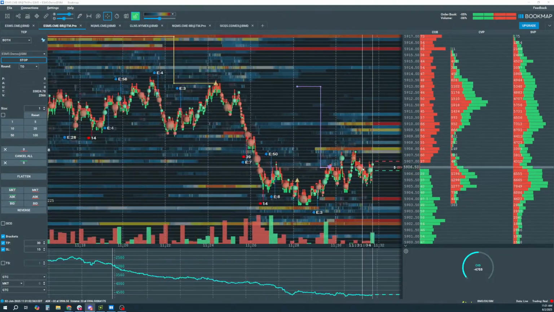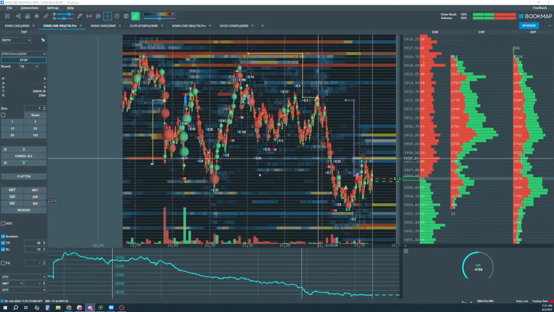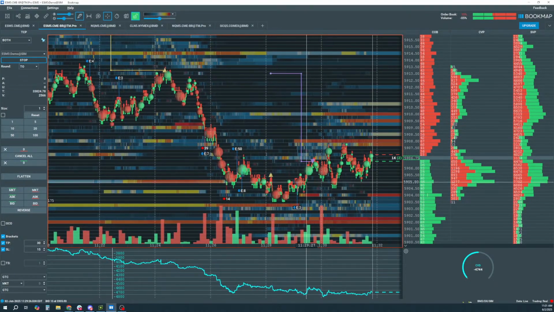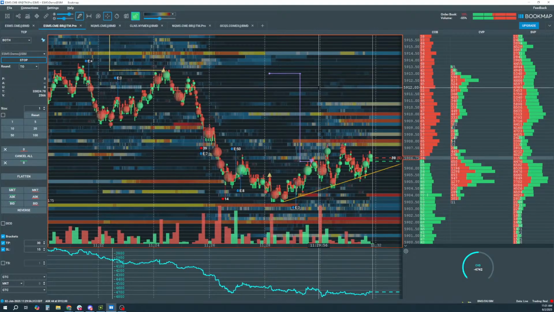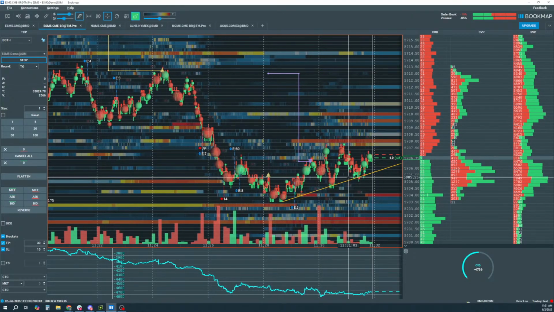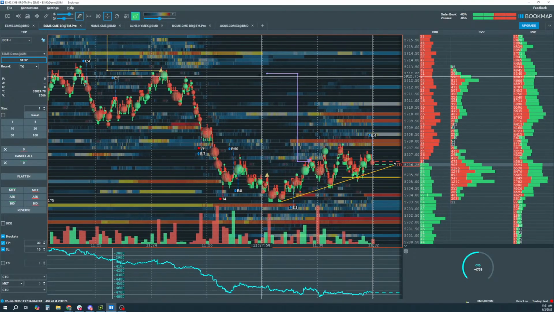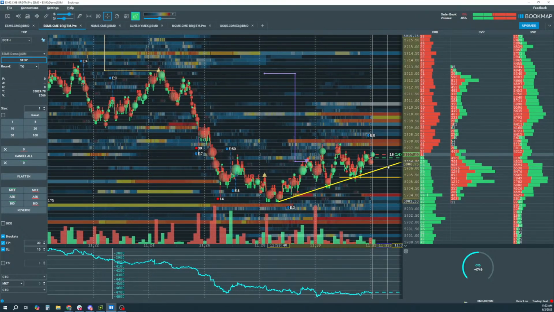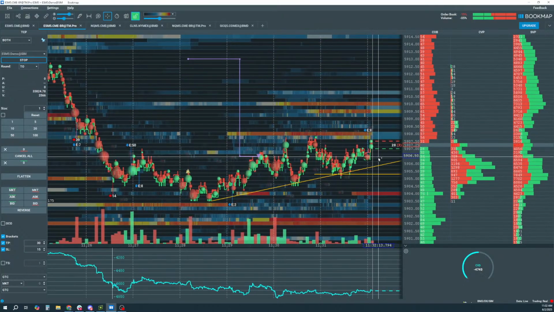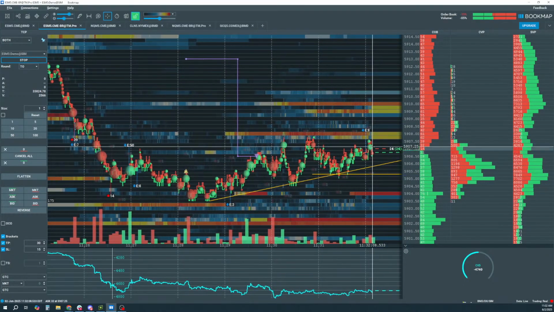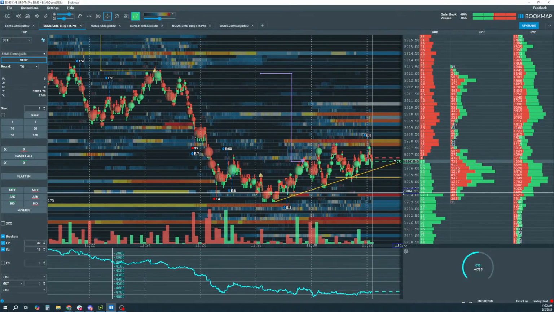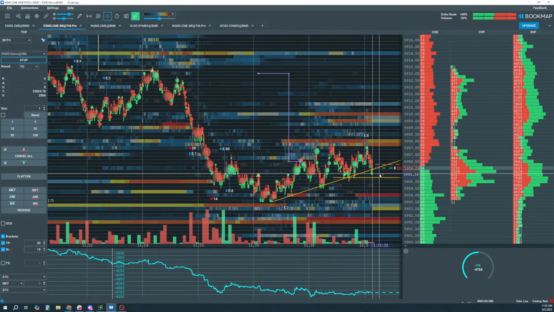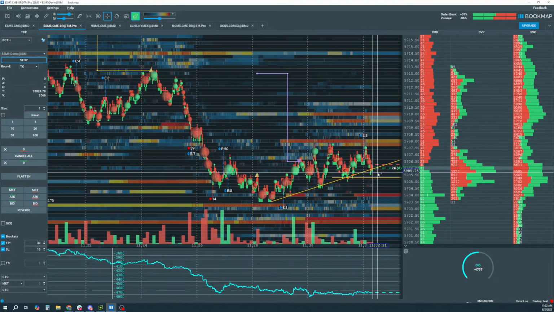So maybe if that's the case, then this is the move away. Then let's see if we can get a break of this structure here and more sellers. And then we're looking for not just probing, we're looking for price exploration. Looks pretty good.